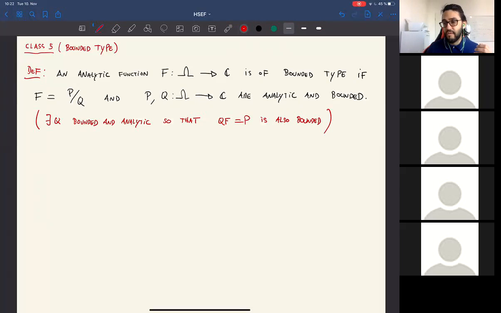Okay, so this is the class we want to study now, and in the next class we will write what's called the Nevanlinna factorization, which classifies functions which are of bounded type in the upper half plane. So we will have an explicit formula for what they should look like. And today we will prepare for that factorization.